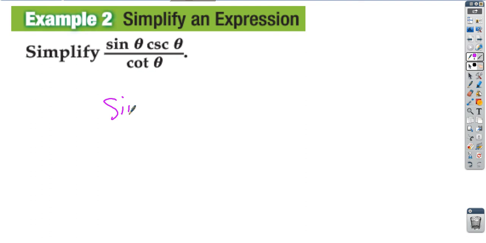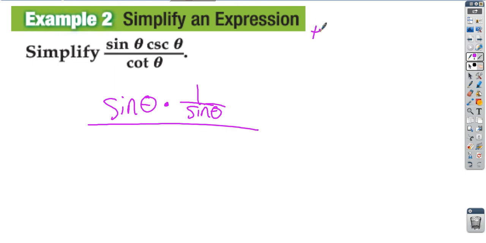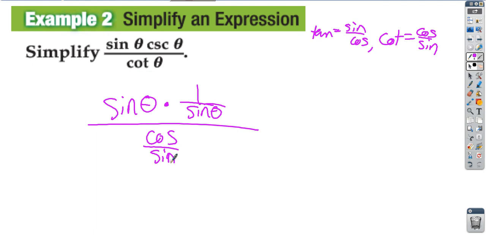So sine theta. What is cosec? Cosec is 1 over sine. So I'm changing everything into sines and cosines. And cotan is the reverse of tan. Tan is sine over cosine. On that identity sheet, cotan is cosine over sine. So again, we're using the strategy of when in doubt, change everything into sines and cosines. And now from here, it's not very hard. Sine times 1 over sine, those will cancel. So we just get 1, I'm sorry.